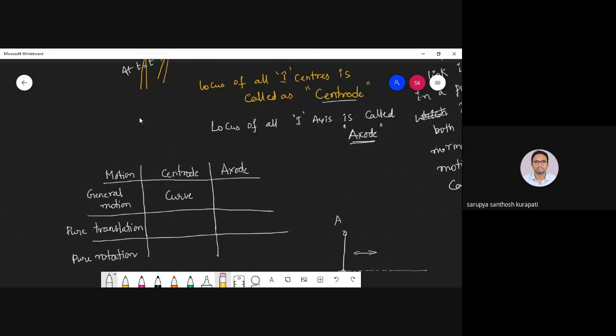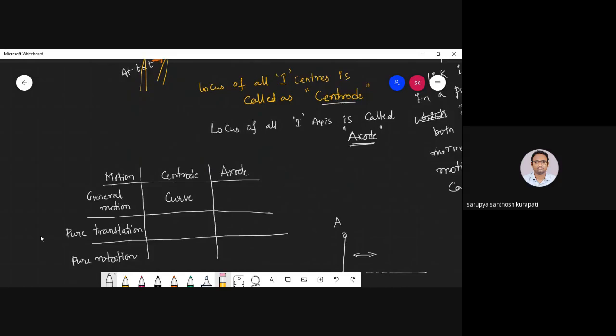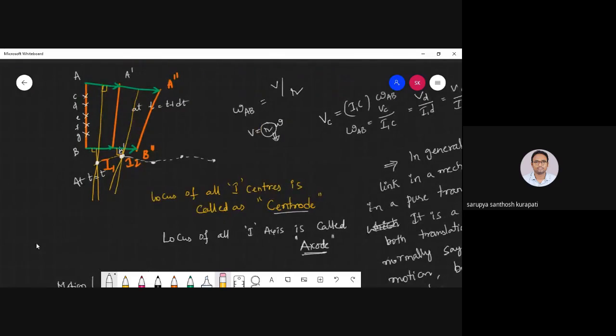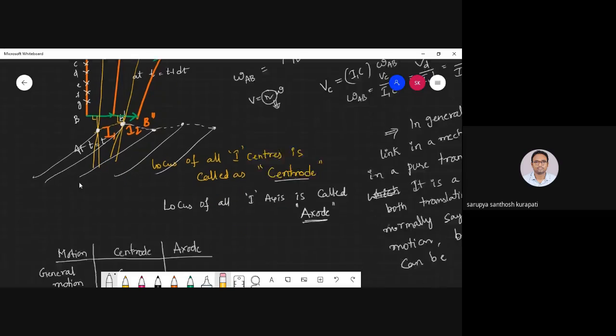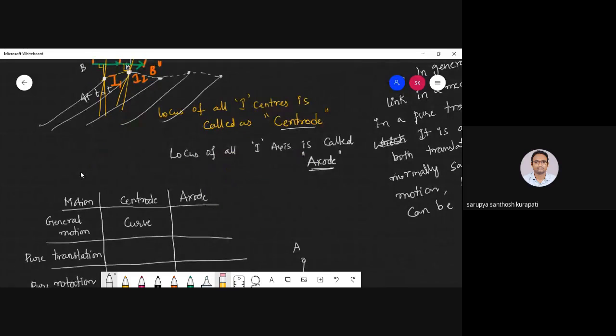Now what about the axoid? Axoid is nothing but the axis, right? Suppose this is my axis I1, this is the axis I3. These are the axes. If I join all these axes, how are you going to see it? It is going to look like a locus of lines. It's nothing but a curved surface.